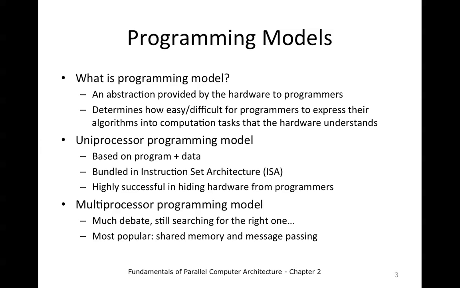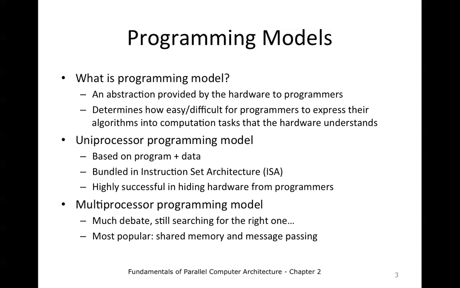Now, the uniprocessor programming model has been proven to be highly successful in hiding hardware from programmers. So much so that whenever we have a new processor architecture, programmers don't really have to change the way they write their programs. Now on parallel computers or multiprocessor systems, the programming model is not as clear-cut, not as transparent. There has been a lot of debate, and there is still a search for the right one.